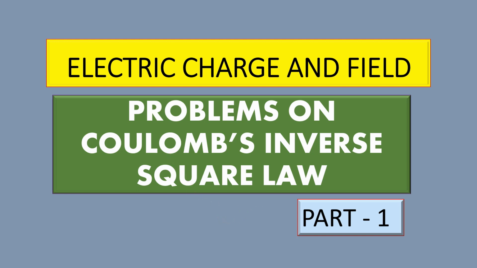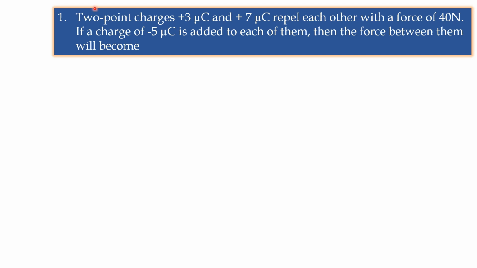Okay, let us go to the first one. Two point charges, plus 3 microcoulombs and 7 microcoulombs, repel each other with a force of 40 newtons. If a charge of minus 5 microcoulombs is added to each of them, then the force between them will become. Now we have to calculate the new force. Let us go to the solution.